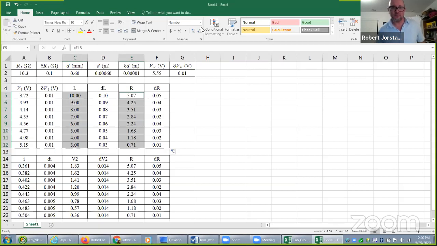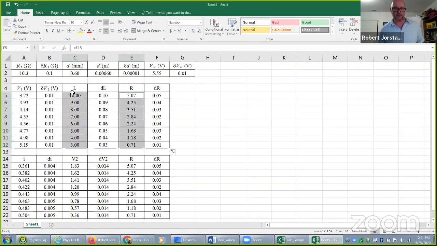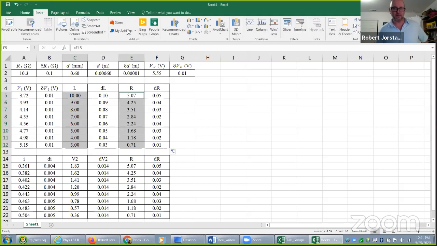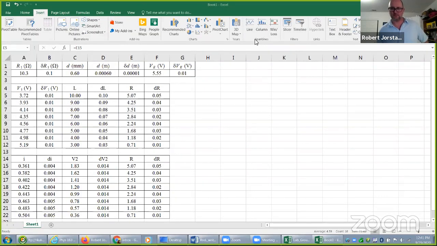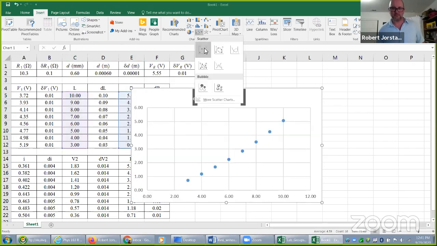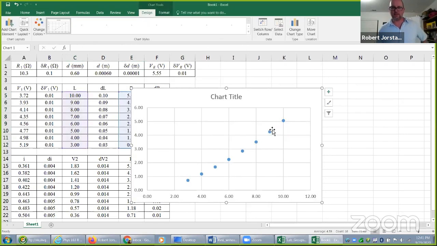Whoa, I need to insert. Oh, I got to get rid of the zoom. Okay, there we go. So highlight. Insert a scatter plot. Did I insert that? There we go. All right. Then you can obviously label these and do everything.